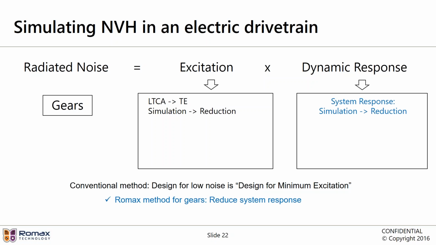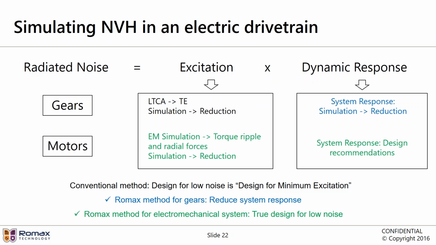What is a typical way of dealing with NVH? The conventional method, for example, in gears is to use tooth contact analysis and calculate transmission error, and then based on that try and reduce the transmission error. The Romax method looks at it in a slightly different way, in which we look at the response to the transmission error and then concentrate on reducing the response rather than just the transmission error itself.